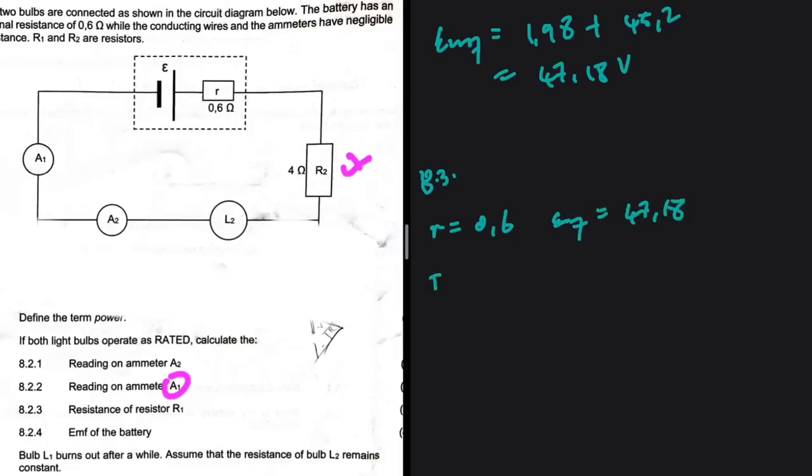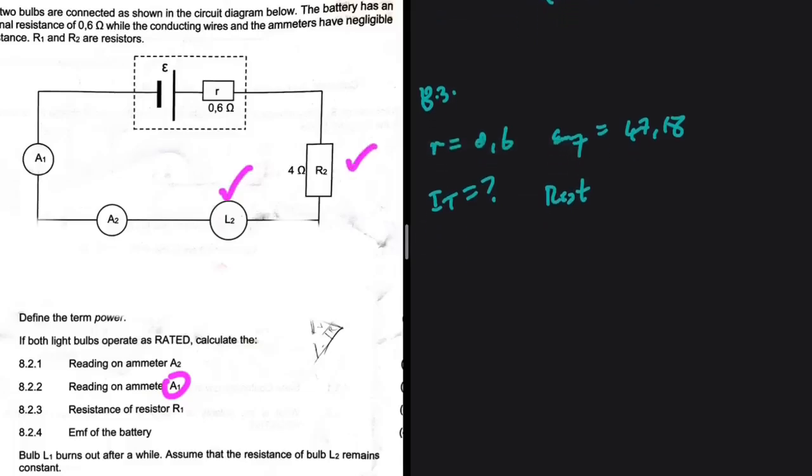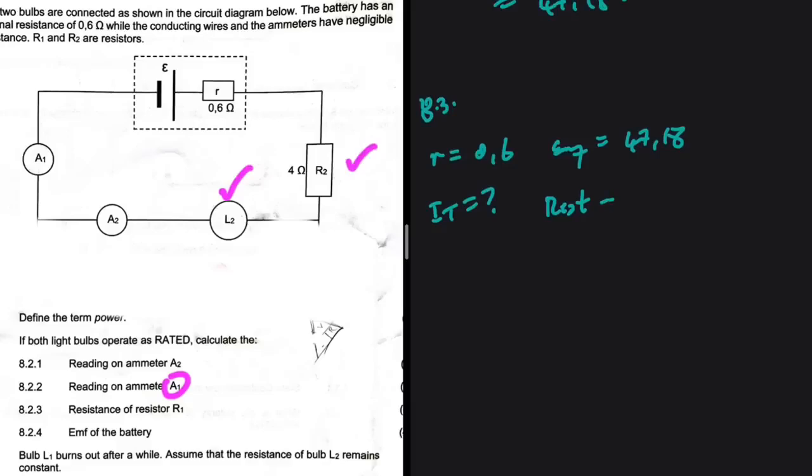What will change is IT, right? But R external, we can still calculate. R external will be L2 and R2, right? Because these two resistors are still in play. So R external is equal to the resistance of R2, which is 4.